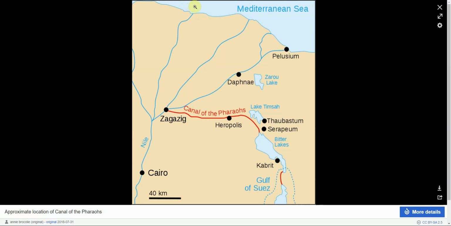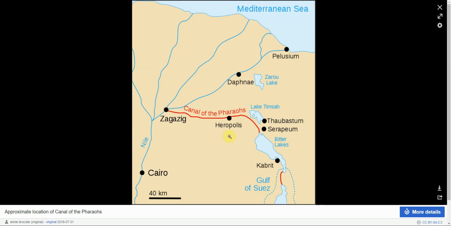Like Herodotus said, that's why the Pharaoh wanted to build it, so that he could circumnavigate Africa. He could bring his ships up the Nile to a certain point, then take the canal and make it into the Red Sea. So that's obviously strategically smart for the Pharaoh to want to do, for all sorts of reasons, like trade and warfare and etc.